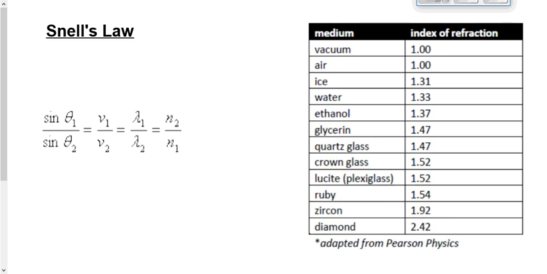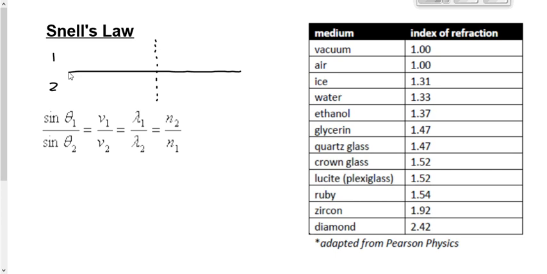Well, I'm going to draw a picture to help explain that. This line is going to be our boundary between, let's say, medium 1 and medium 2. Medium 1 is where the light is coming from. Medium 2 is where it's going to. We're also going to draw a dotted line that is perpendicular to the boundary. We're going to call that a normal line.